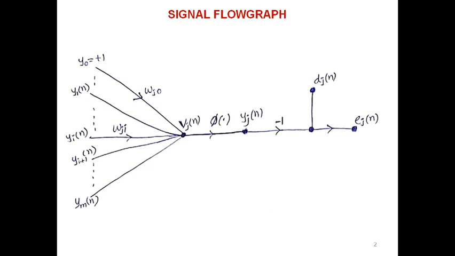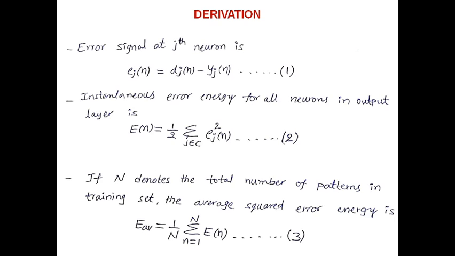Let us assume Dj of n is the desired output. When you subtract the actual output Yj of n from Dj of n, you get the error Ej of n. So Dj of n minus Yj of n is equal to Ej of n, that is nothing but the error. This error needs to be used to update the connection link weights. Back propagation means this needs to be connected in a feedback loop. So we will see the derivation of this back propagation learning algorithm.